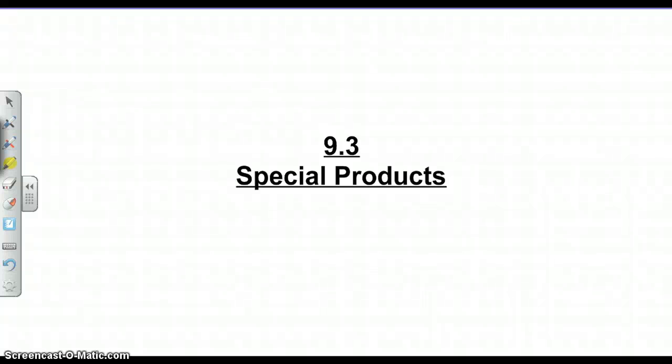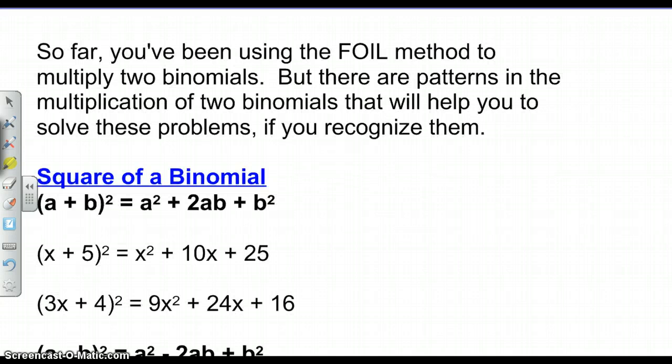This is section 9.3, Special Products. So far we've been using the FOIL method to multiply two binomials, and that will always work. You can always use FOIL. It's just that sometimes it takes too long.